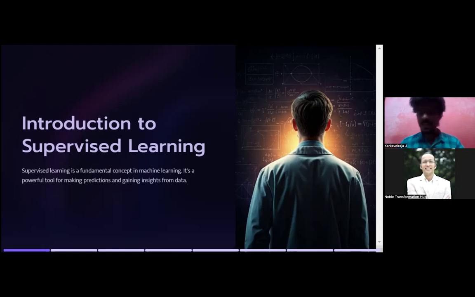So, without wasting any time, let's jump into this session. This session is all about introducing you to supervised learning. Supervised learning is a fundamental concept in machine learning. It's a powerful tool for making predictions and gaining insight from data.